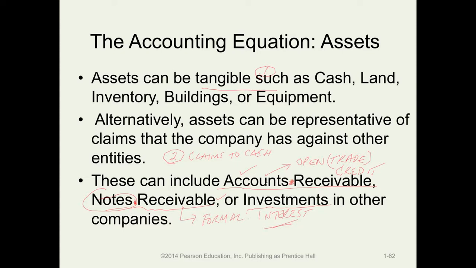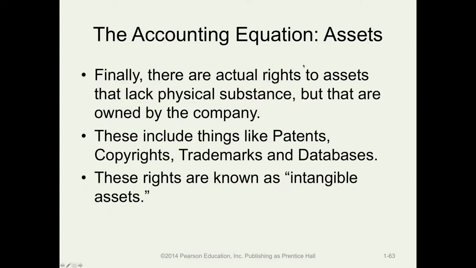And by the way, this is the opposite of the bank loan. What if you were the bank and you lent money to the person buying the car? The notes receivable would be on your asset. So that's the second type. So you have tangible, you have claims to cash, and we have a third type, which are intangible assets.